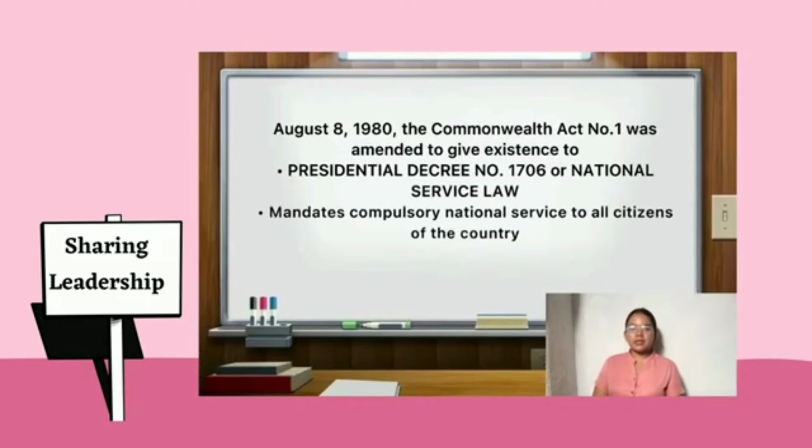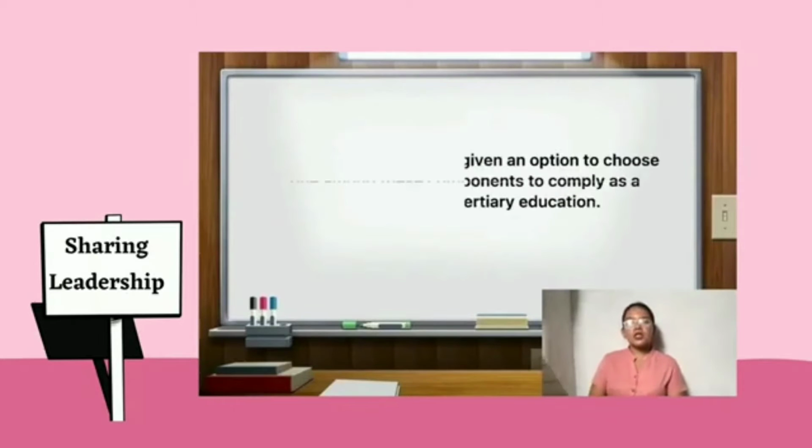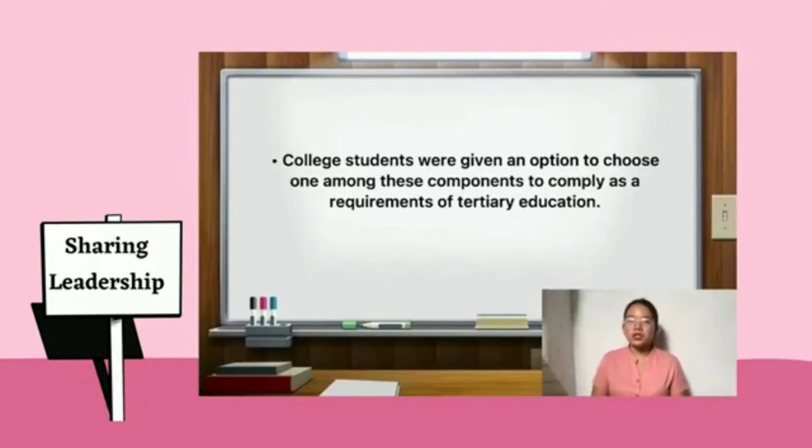August 8, 1980. The Commonwealth Act No. 1 was amended to give existence to Presidential Decree No. 1706 or the National Service Law, which mandates compulsory national service to all citizens of the country. College students were given an option to choose one among these components to comply with as a requirement of tertiary education.